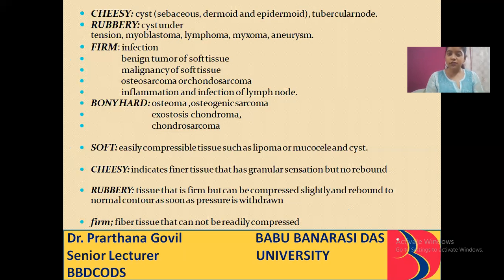A cheesy consistency can be a cyst, rubbery consistency can be a cyst under tension, myeloblastoma, lymphoma. Firm consistency can be an infection, benign tumor, malignancy, osteosarcoma. If it is bony hard, it can be osteoma, osteogenic sarcoma. If it is soft, it can be easily compressible tissue such as lipoma.